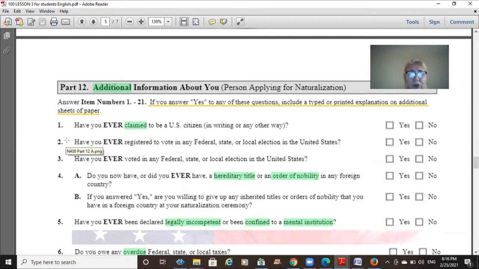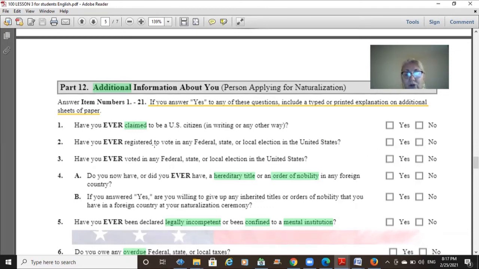Question number 2, have you ever registered to vote in any federal, state, or local election in the United States? So to register to vote, you can only do when you become a U.S. citizen. So the answer to this question, the logical answer should be no.